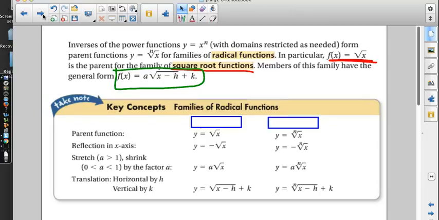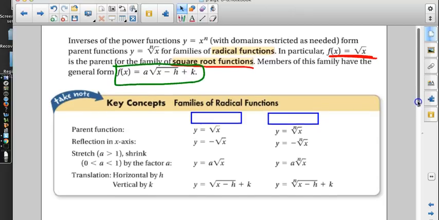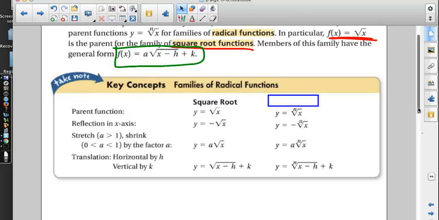So key concept here, we're going to have families of radical functions. Again, those families will be the square root functions and the cube root functions. So your basic parent is, no bells and whistles, the square root function, y equals the square root of x. But we also know when they throw numbers in there, when they throw negatives in there, it affects the graph. It does. So the first thing they're showing us is, if you reflect in the x-axis, you're actually going to see a negative in front of that.